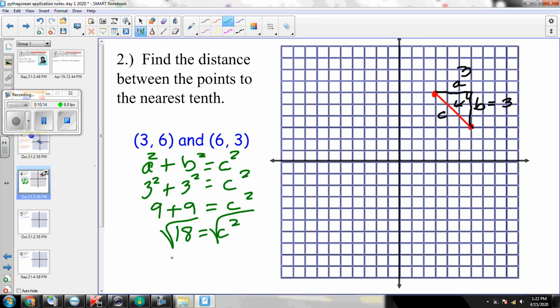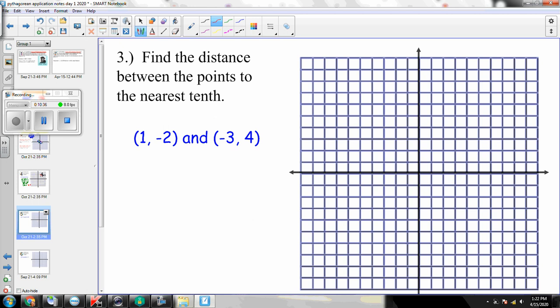The square root of 18 is not a whole number. When you do your Big Ideas assignment, they're going to have you leave your answer as the square root of 18. If you had directions that said round to the nearest tenth, you would use your calculator to find the square root of 18, and that would be about 4.2. So it would be about 4.2 units long.